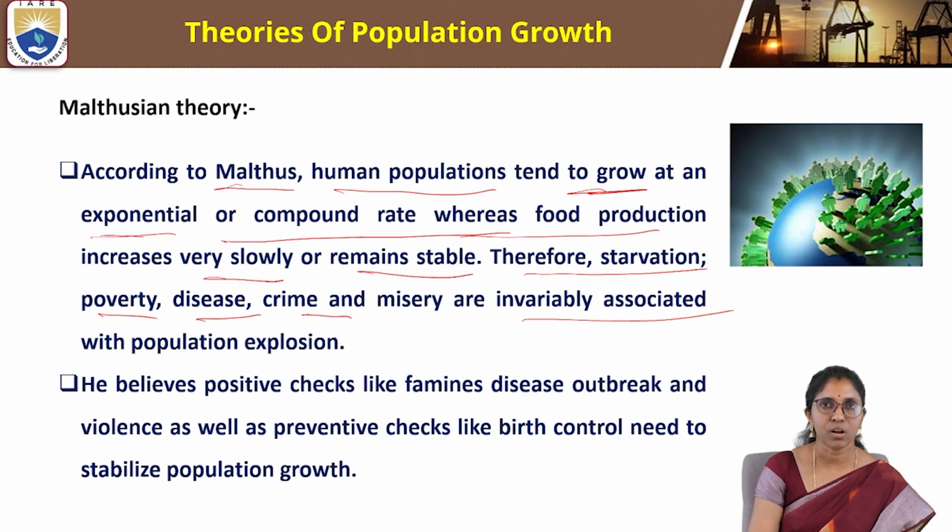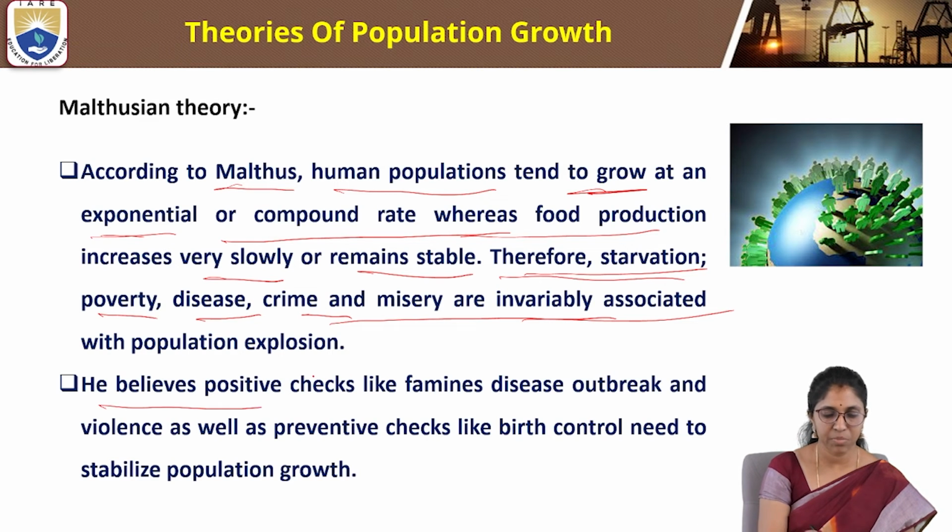According to Malthus, human populations tend to grow at an exponential or compound rate, whereas food production increases very slowly and remains stable. Because of this, starvation, poverty, diseases, crime and misery are invariably associated with population.